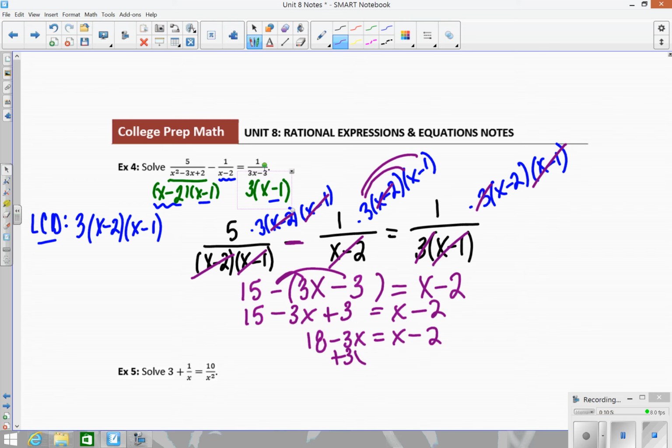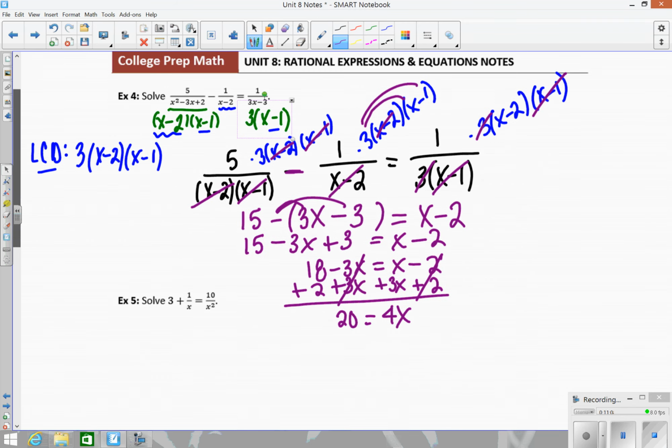Let's add the 3x to both sides, and let's go ahead and bring this 2 over. So we have 20 equals 4x. Divide everything by 4. We get 5 equals x. Now we're going to go ahead and we're going to check.